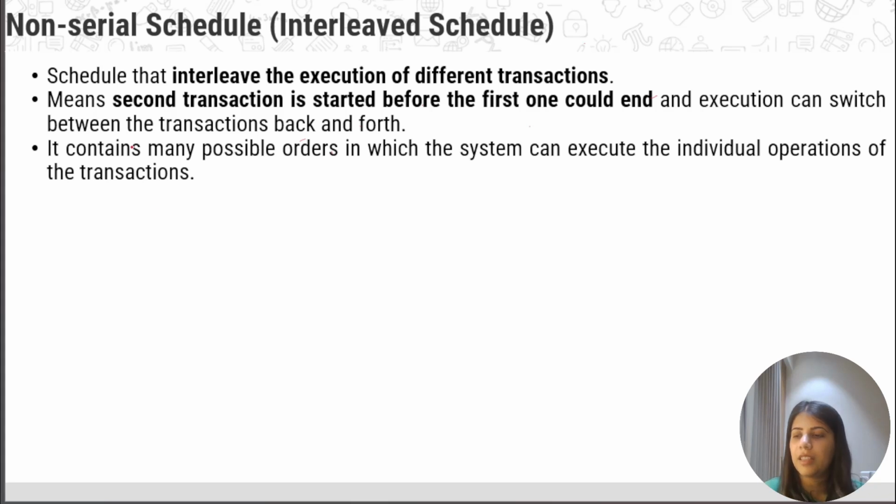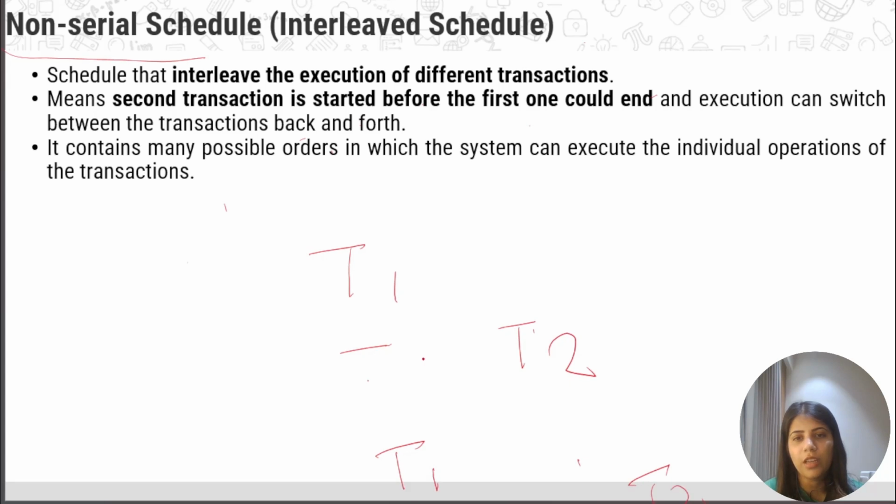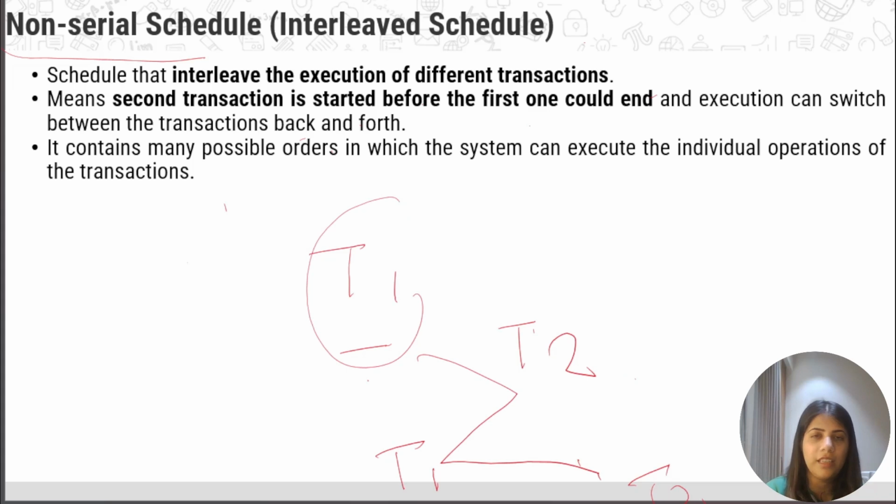This means the parallel one which I was talking about is also called a non-serial schedule, in which T1 executed some steps and at the same time T2 started, T1 had some steps remaining, then T1 executes, then the remaining steps of T2 execute. So like this it can go back and forth. This is called a non-serial schedule.